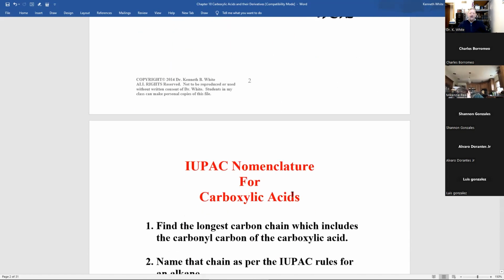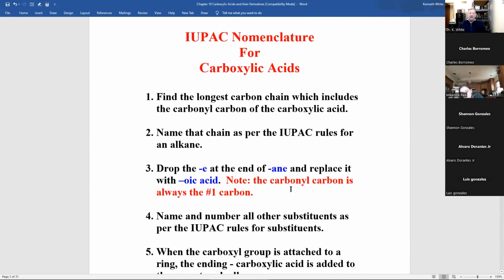All right. Well, let's talk about how you name carboxylic acids. What are the IUPAC rules? I'm never going to ask you to repeat them, but I do ask you to know how to use them. So let's look at a carboxylic acid.